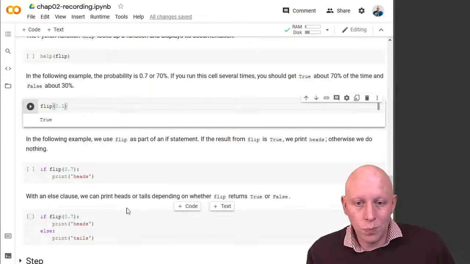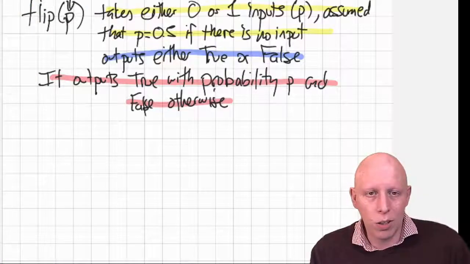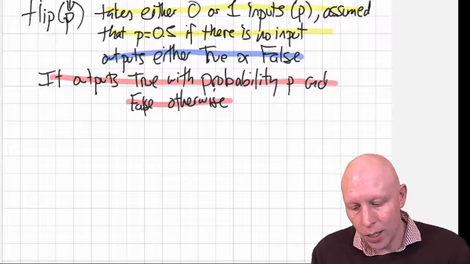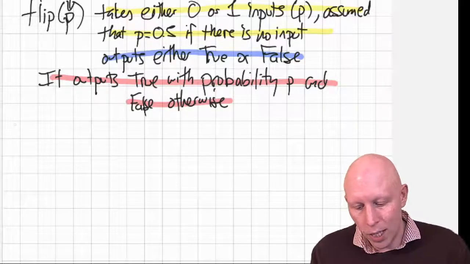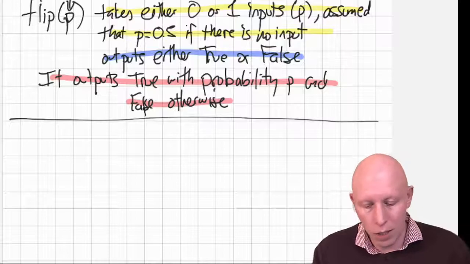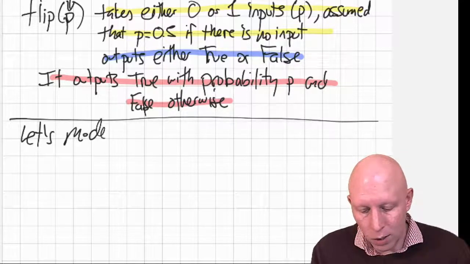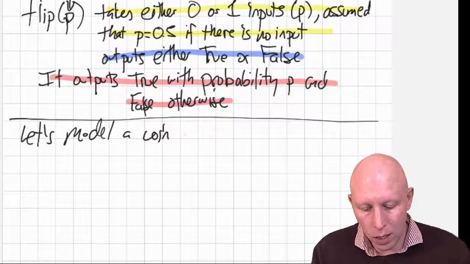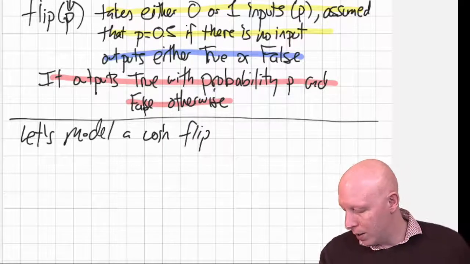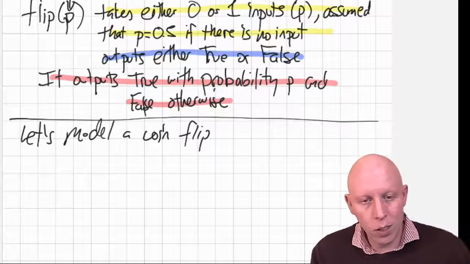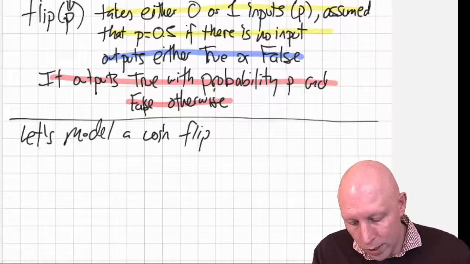All right, so let's go from there, and let's go back to our notes here, and let's talk about what happens if we want to model a coin flip. So let's model a coin flip. All right, and to do this, we're going to use an if statement.